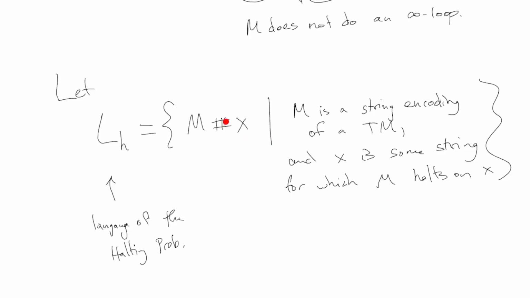The purpose of the hashtag is just to separate these two strings so that you can tell which part is which part. All right? This I'm going to refer to as the language of the halting problem. It consists of strings that look like some machine followed by some string, where the machine halts when you stick the string into it. All right?